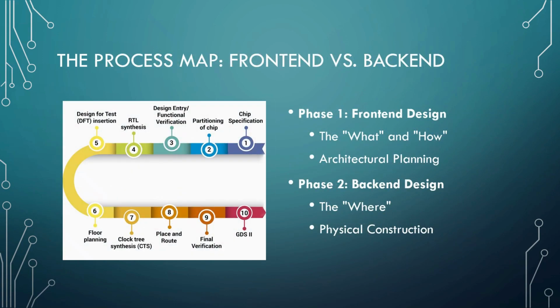The entire flow is split into two major stages. First is front-end design, which is all about the what and how, the architecture planning. You can see the front-end steps here at the beginning of the flow, from specification to RTL synthesis. The second stage is the back-end stage, which is all about the where, the physical construction. This includes everything from floor planning to final verification before we send it off to manufacturing. Today we are focusing on front-end design.